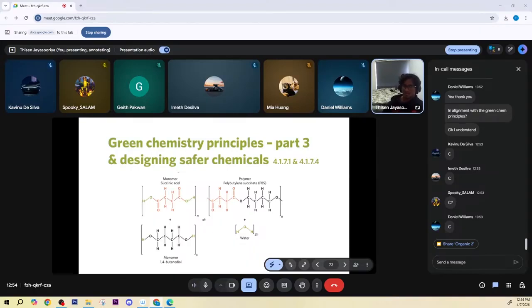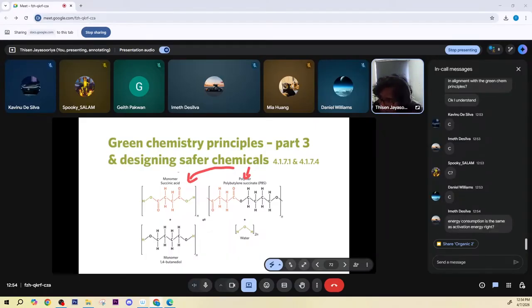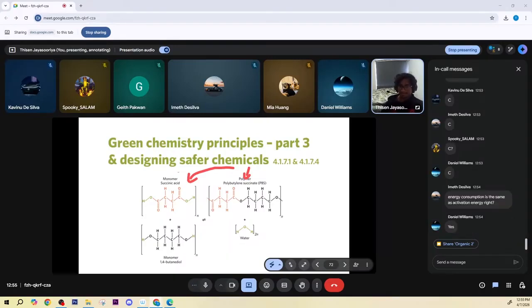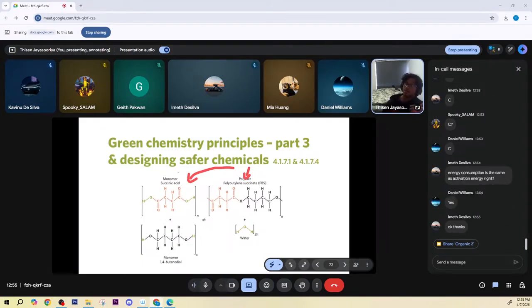So this process here describes how we can turn this plastic, a polymer is a plastic, into safer products to release into the environment. That's all this is talking about here. Now, you don't need to know the specific polymer. Energy consumption is the same as the activation energy, right? Yeah, basically. So reducing the activation energy also helps us reduce the energy consumption. The whole idea is that we produce things that we can release back into the environment. That's what safer products means.